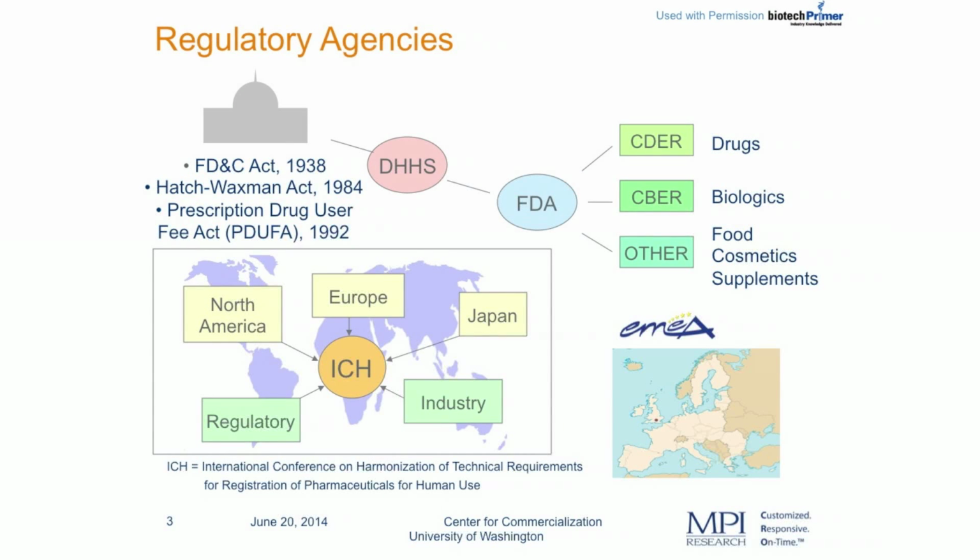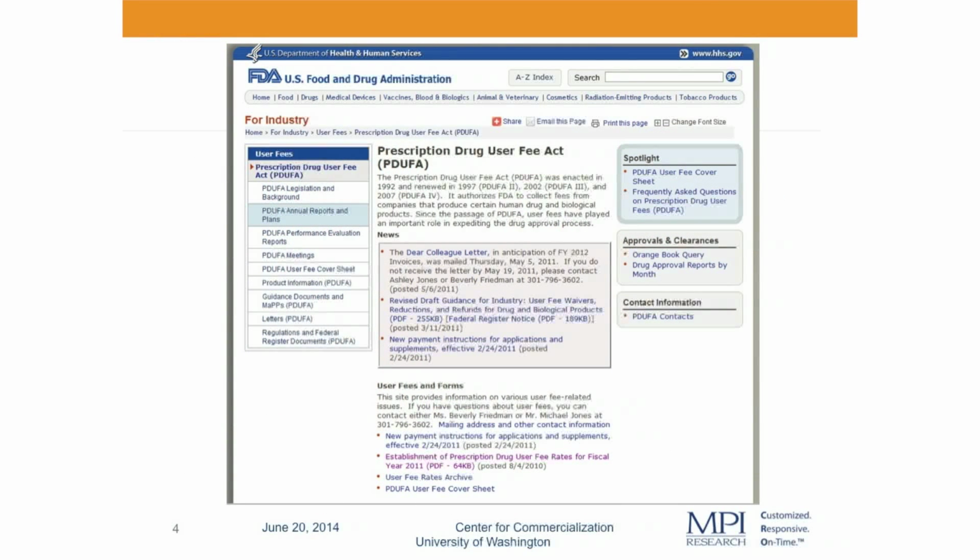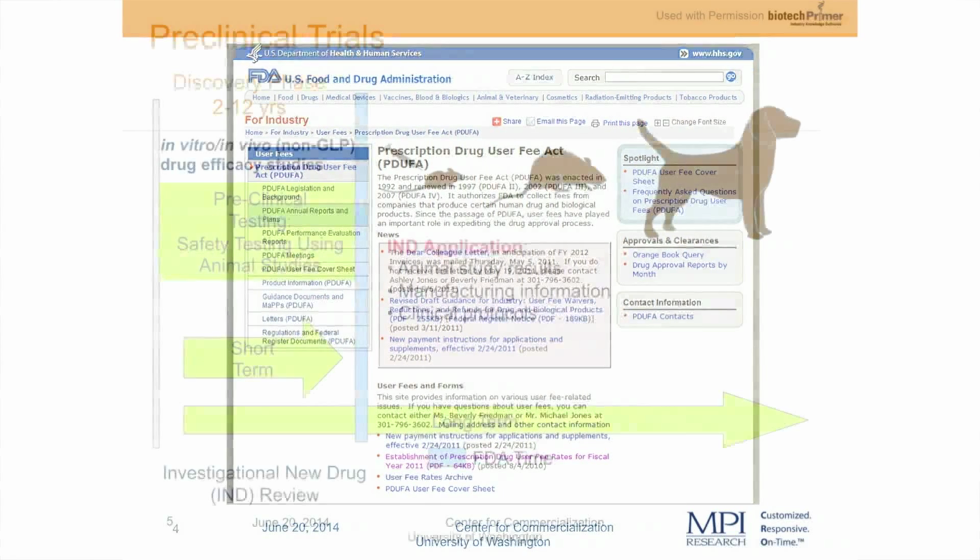And then, of course, back in the day, FDA was divided up into CDER, which was small molecule, CBER for biologics, and then other things were food, cosmetics, and supplements. So that's a little bit of the history behind that. This is the PDUFA Act that you can go online in the Food and Drug website and take a look at. And I'll leave that for you guys to find your way through if you are interested in it.